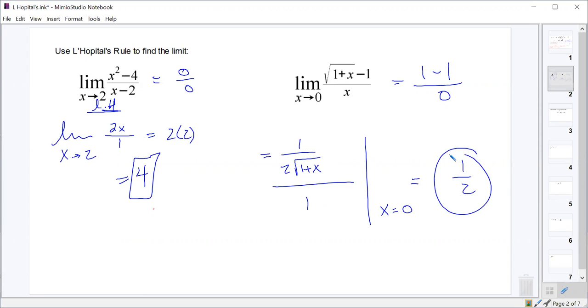Good or no? Good. It's concerning to me that when I ask what's the derivative of root 1 plus x, nobody tells me that this is what its derivative is. Hopefully you can all do that.